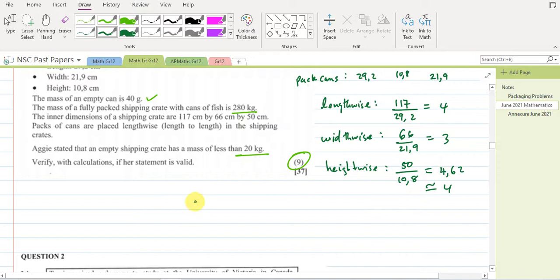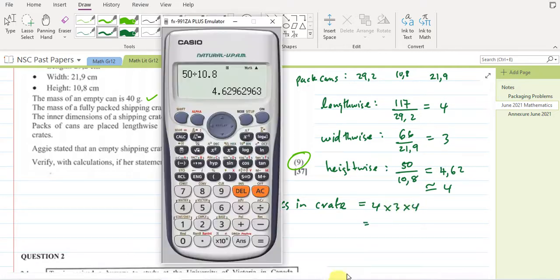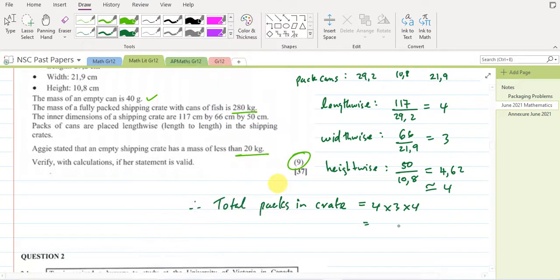Therefore, for the total number of packs in the crate, you just multiply these things out. So how many packs can you fit in the crate? 4 times 3 times 4, and we are getting an answer of 48. Now you can put 48 packs in the crate.